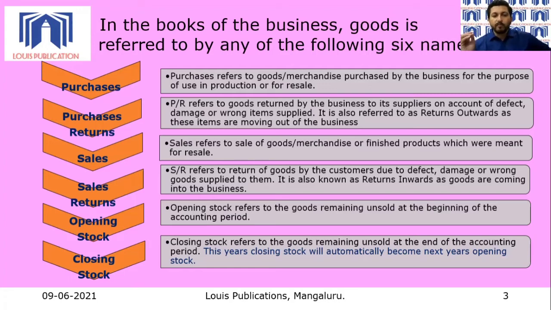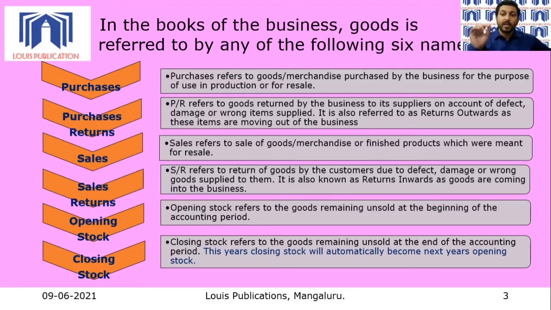Now, another very important point: we necessarily don't prepare a separate account called opening stock account and closing stock account. We simply prepare an account called stock account. At the beginning of the year, that stock is called opening stock. And at the end of the year, goods remaining unsold are called closing stock. So we don't prepare separate accounts for closing stock and opening stock. It is just one stock account. The opening value at the beginning of the year is opening stock and the closing value at the end of the year is referred to as closing stock.